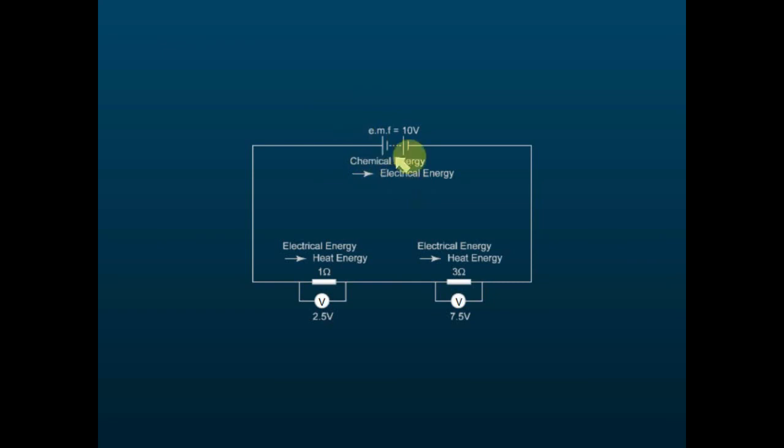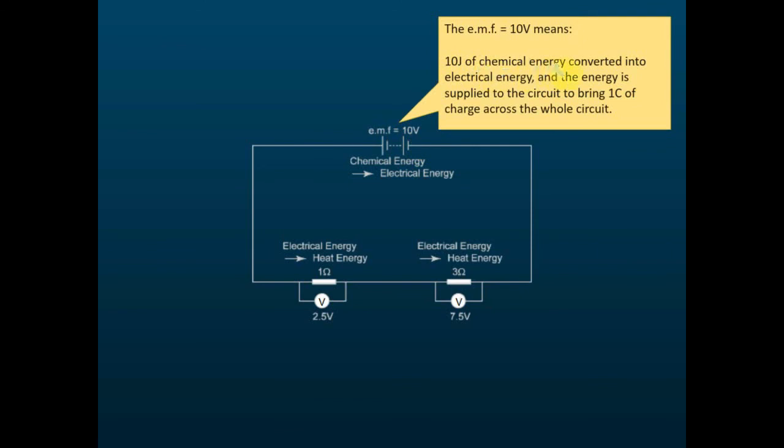Here, the labels tell us that the EMF, the electromotive force, is equal to 10 volt. So what does this mean? We have EMF 10 volt. It means 10 joules of chemical energy converted to electrical energy, and the energy supplied to the circuit to bring 1 coulomb of charge across the whole circuit. That is what it means by EMF 10 volts.